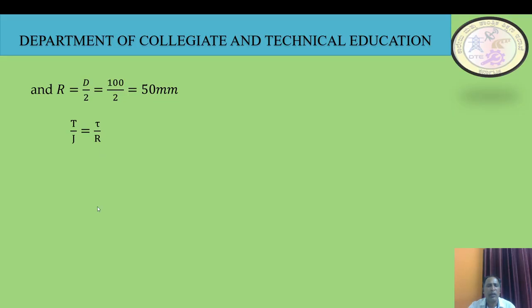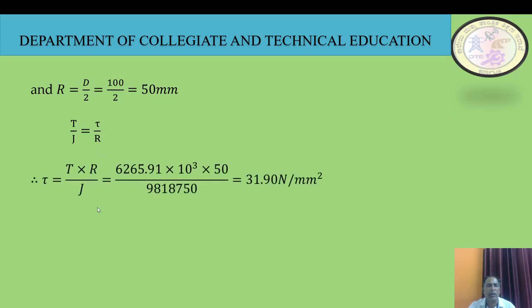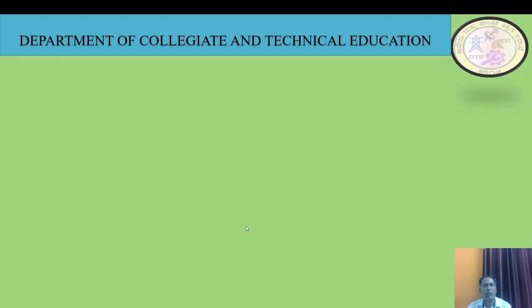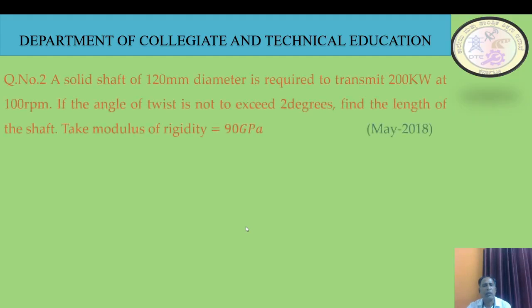So T by J is equal to tau by R. From this equation we can calculate tau, the shear stress induced, that is tau is equal to T into R divided by J. By substituting the values of T, R and J, we have the value of shear stress as 31.9 Newton per mm square.